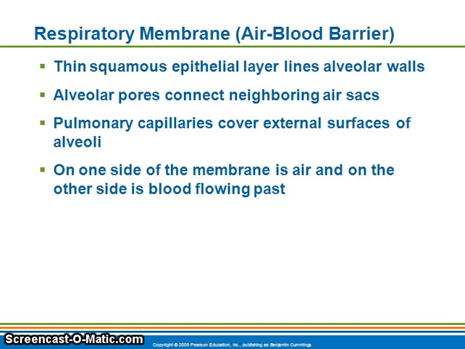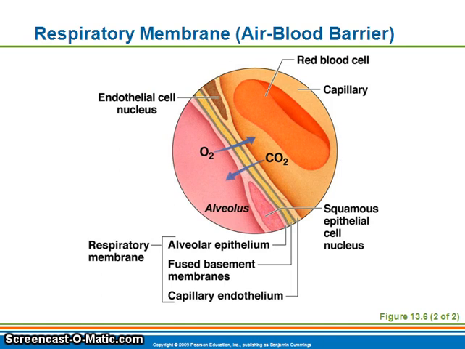Respiratory membrane. So we have what's called the air-blood barrier. The air-blood barrier occurs in that alveolar sac. Within the alveoli, we have the pores which connect neighboring alveoli together. We have pulmonary capillaries which cover the surface of the alveoli. This allows for that gas exchange to take place because we have an air and a blood barrier. The blood is flowing past through those capillaries. The air is on the opposite side.